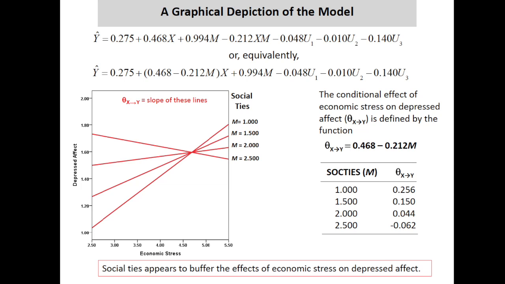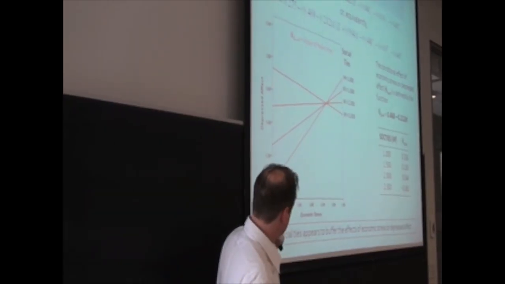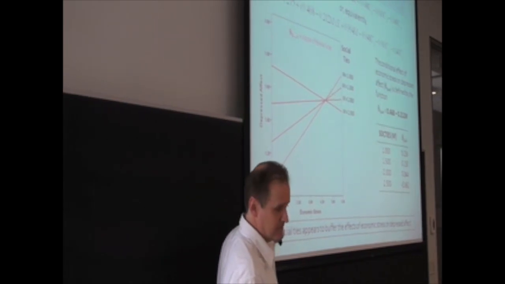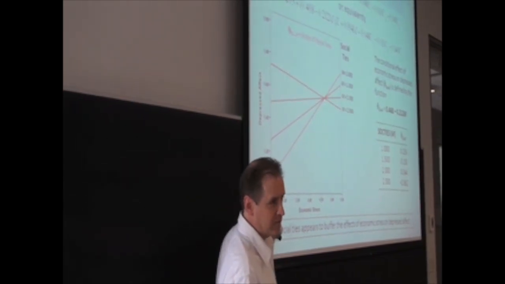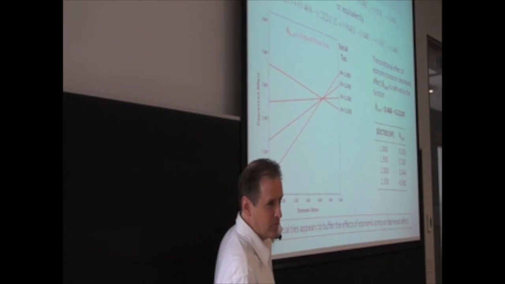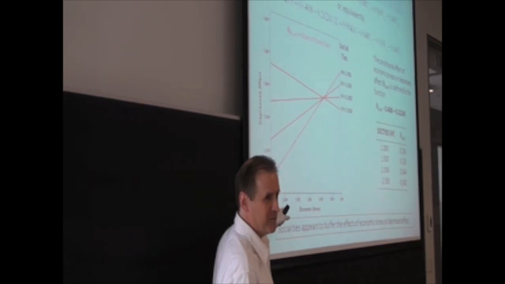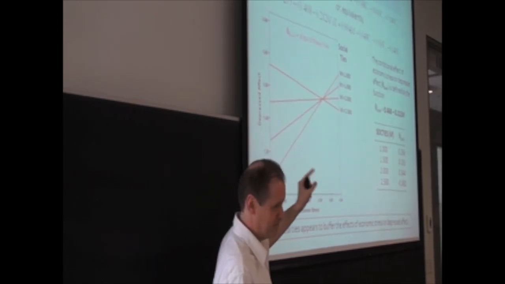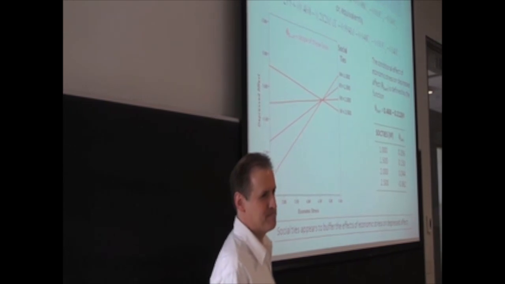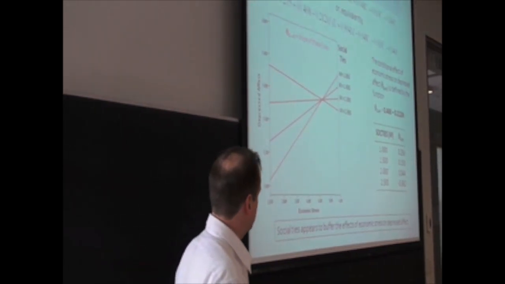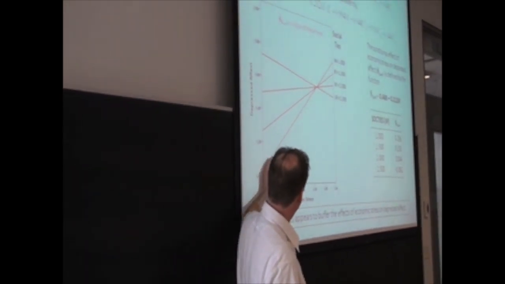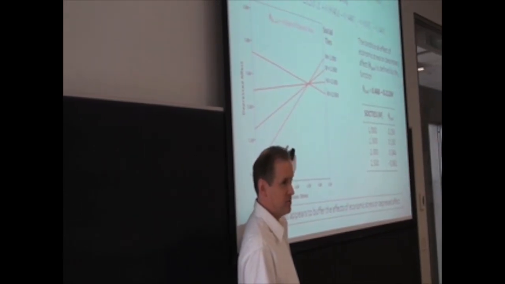So what it seems like is happening is that social ties appear to be buffering the effects of economic stress on depressed affect. People who report relatively few social ties, now 1 is the lowest we get in the data. Remember, these are people who are members of a social networking site. They've all got at least one person in their network. Those people with relatively few ties, the relationship seems to be positive between stress and depression.